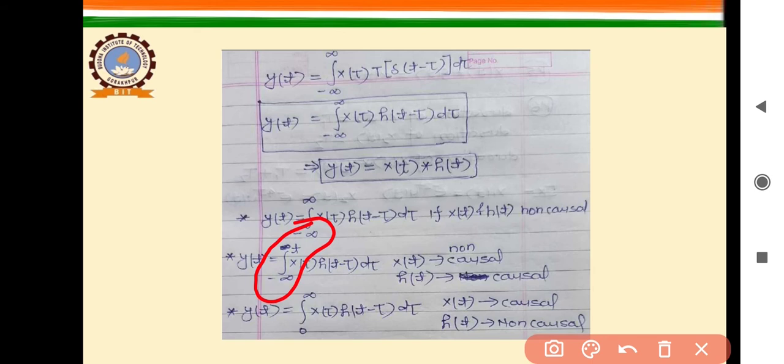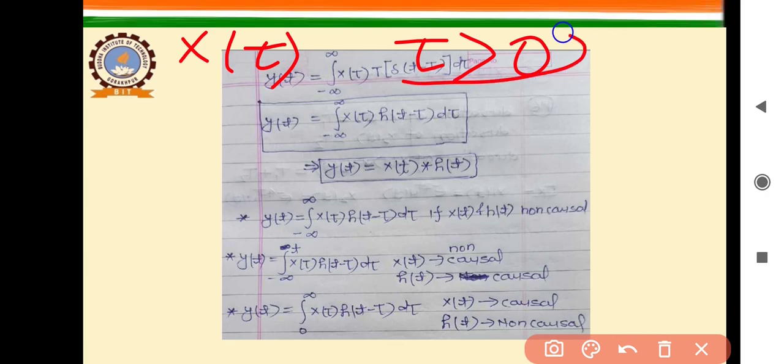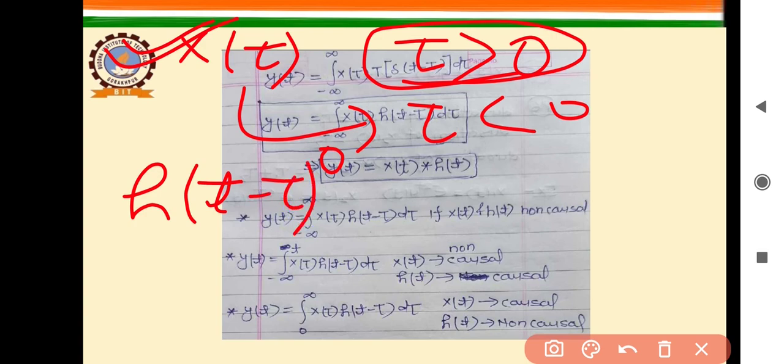Again, if x(t) is causal, meaning x(tau) is causal, then tau will always be greater than 0 because x of tau is causal. For tau less than 0, this x(tau) will become 0. So tau will not take negative values. Tau will always be positive. And h(t) is non-causal. So h of t minus tau is non-causal. It means that tau can take any value from minus infinity to plus infinity.